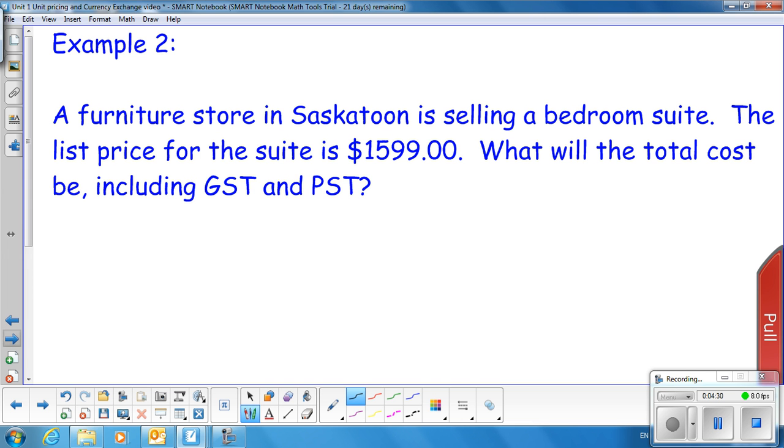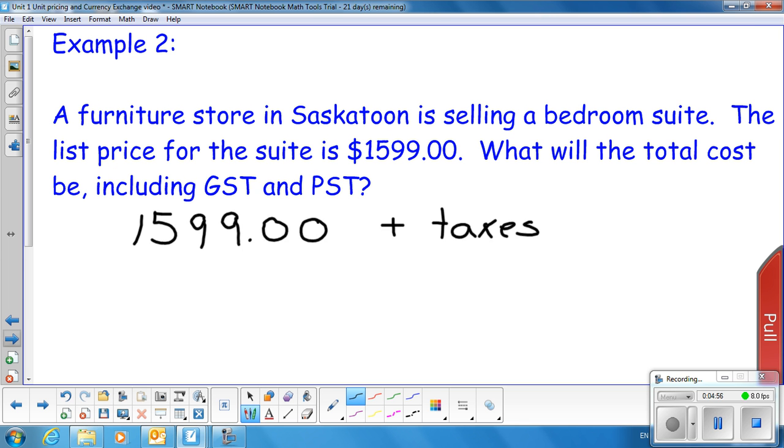A furniture store in Saskatoon is selling a bedroom suite. The list price for the suite is $1,599. What will the total cost be, including GST and PST? So when you go into the store, you see the ticket price of $1,599. But what you actually pay is that price plus the taxes.